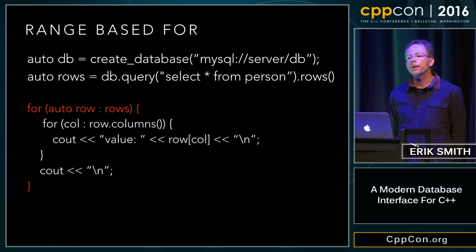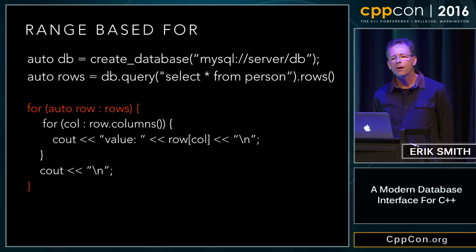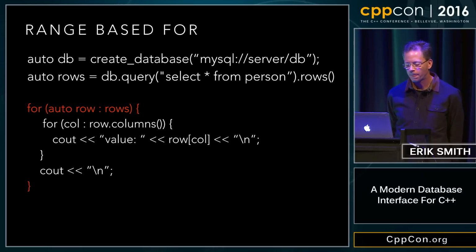So the big enabler here, I think the big win, is that now you can use this with range-based for, just like that. And here's an example. I'm creating a database. I immediately get the rows from this query, and I go straight into a range-based for loop, and it just works. I think this most closely matches what you would expect from an interface in C++ in terms of matching features. It makes it really easy to use in the way that you'd expect.